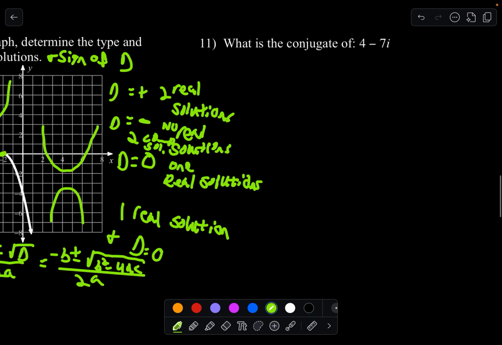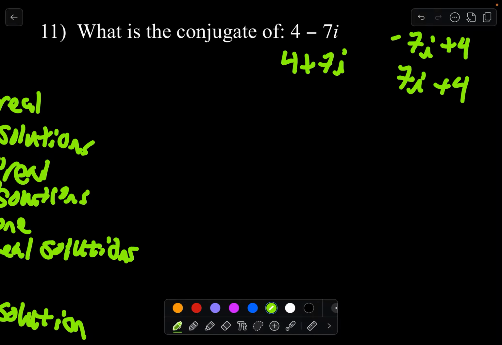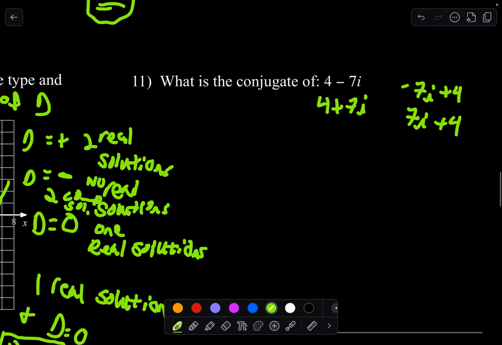So, and the last question is just, if they give you a complex number 4 minus 7i and they ask you what's the conjugate, all you got to do is change the sign in front of the imaginary part. So that's 4 plus 7i. If they had given it to you as negative 7i plus 4, the conjugate would have been 7i plus 4. Okay? You change the sign in front of the imaginary part. And that's it. That's your quiz.